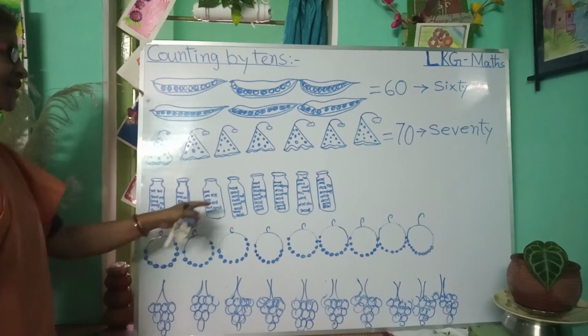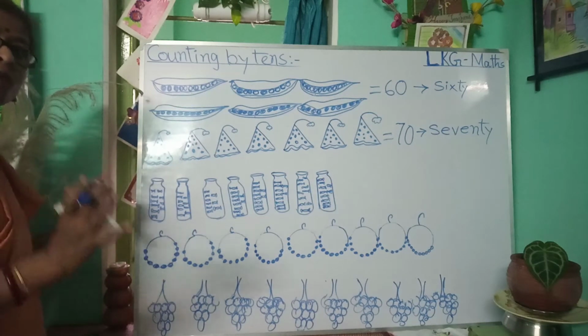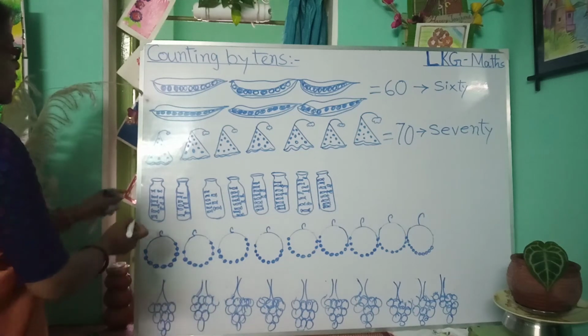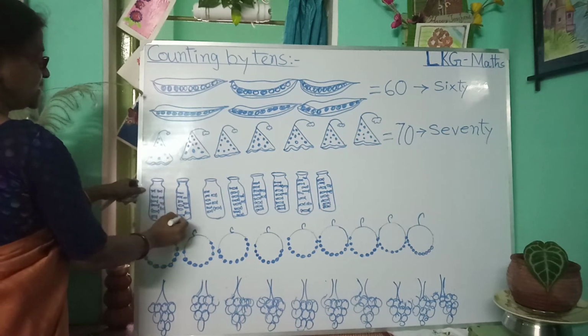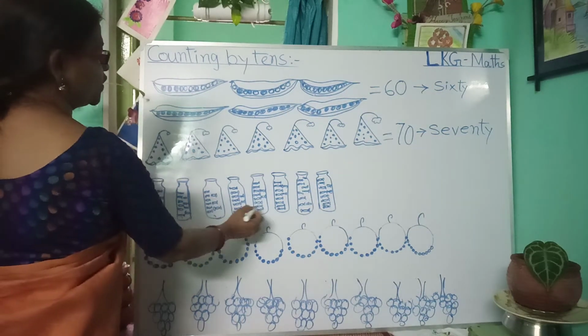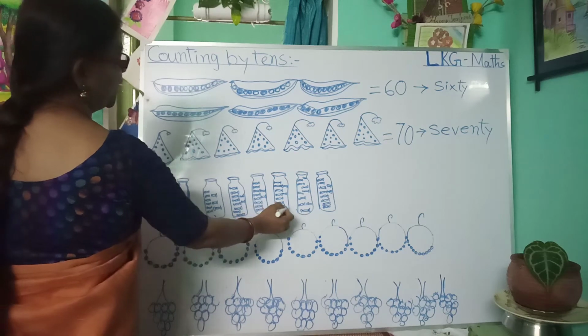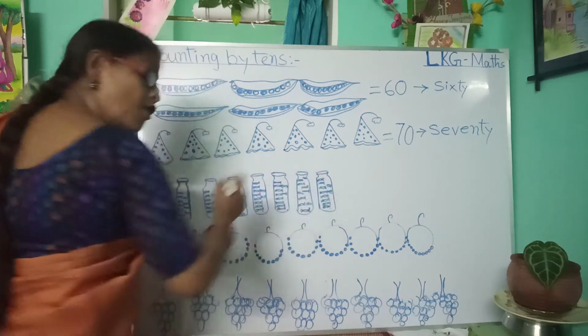Look at the board. Here are some jars. Inside the jars, there are so many chocolates. Look at the board. Here are 10 chocolates. Here are also 10. Here are also 10. Here are also 10. Here are also 10. Here are also 10. Here are also 10. And here are also 10.